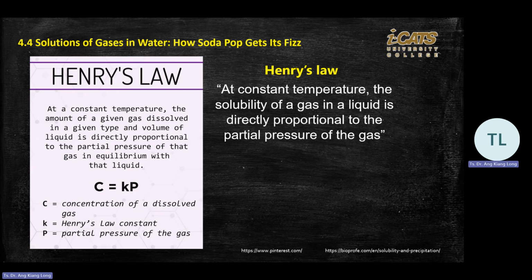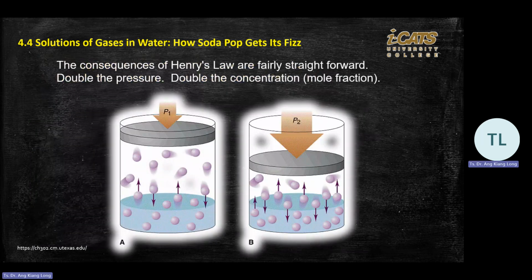So remember C = kP, and then you explain what each parameter is. Since k is constant, you can mention that the concentration of the dissolved gas is proportional to the pressure. So this is just an illustration: the more pressure, the more gas is dissolved.